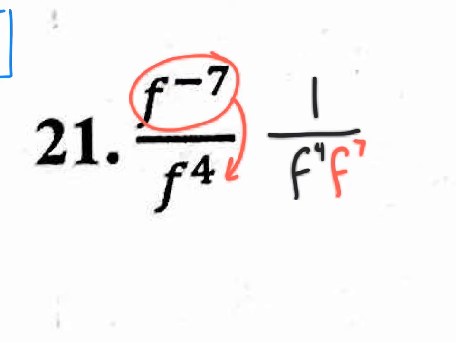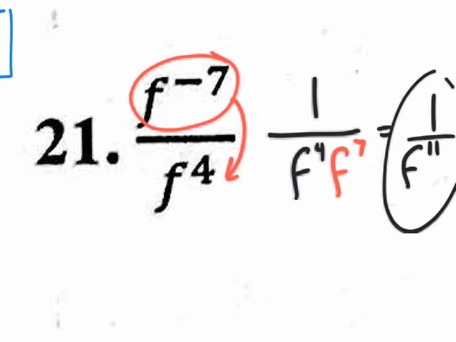And now I could apply rule 1 down here. F to the 4th times f to the 7th. What is f to the 4th times f to the 7th? Rule 1 says when you're multiplying with the same base, what do you do with the exponents? Add them. F to the 11th. That's right.